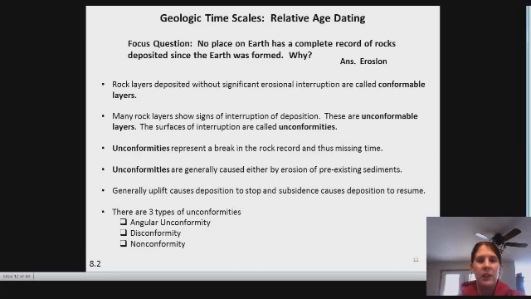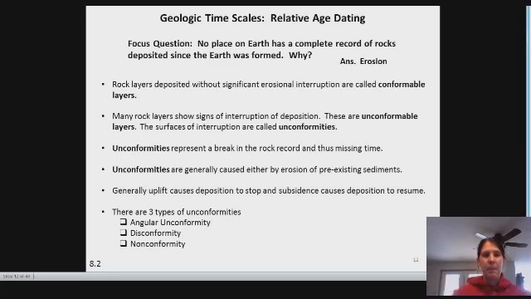So rock layers that are deposited without significant erosional interruption are called conformable layers. This is where we can see a nice continuation of the different rock layers throughout time. There is very little erosional impact through weathering or biological features. These are not very common though. Most rock layers show signs of interrupted deposition. These are called unconformable layers.